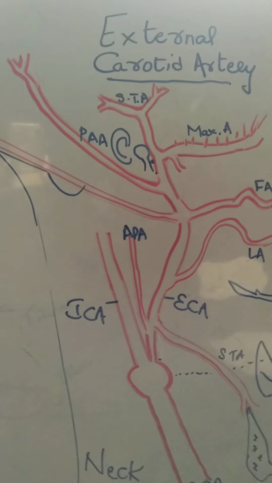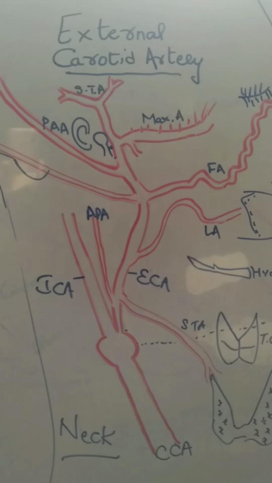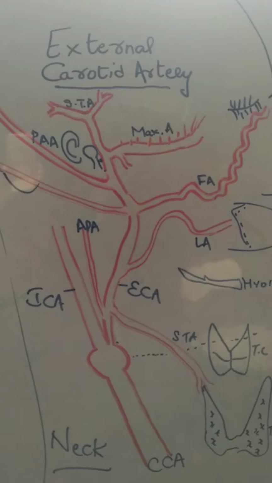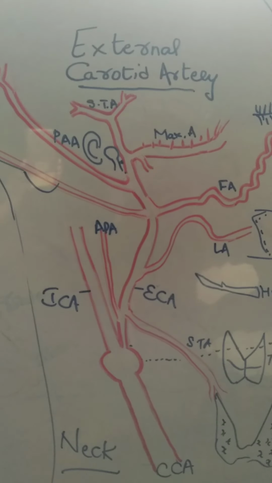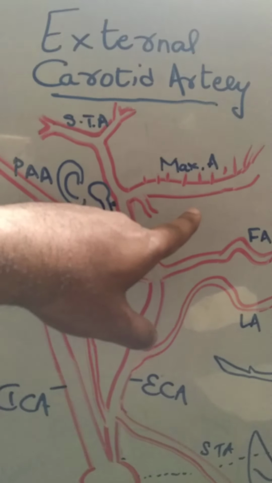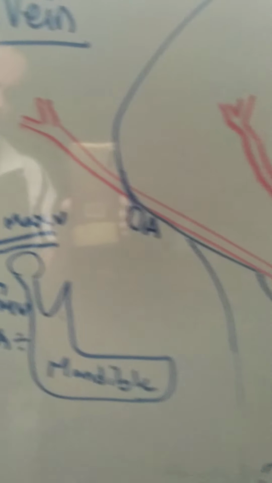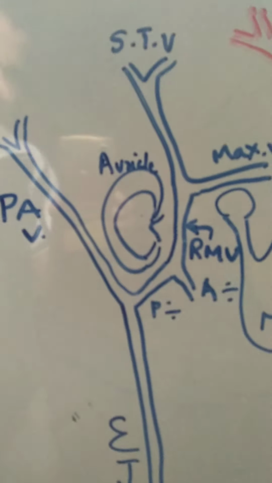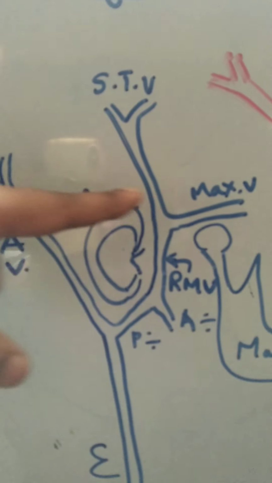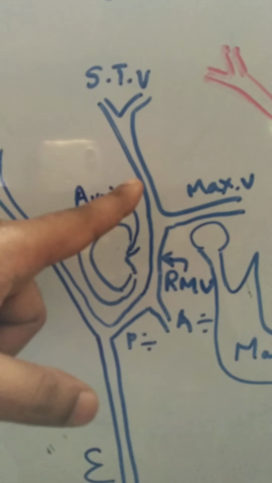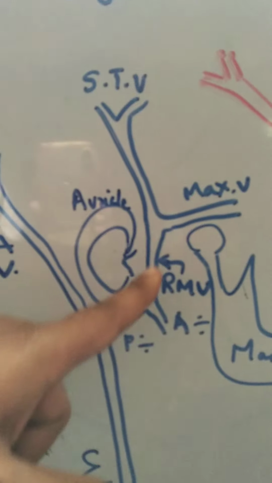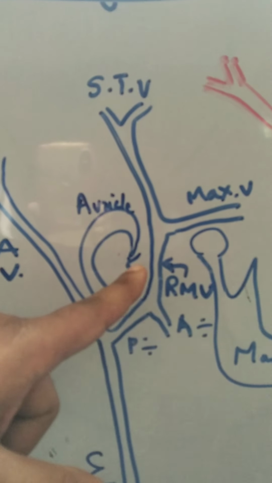So why I said all this is, when there are arteries like this, there will be similar name veins. So all that you have to understand is, when there is maxillary artery, there will be maxillary vein. When there is superficial temporal artery, there will be superficial temporal vein. Please see this diagram. Here is the maxillary vein, superficial temporal vein. They join together to form a vein. It is not called external carotid vein.